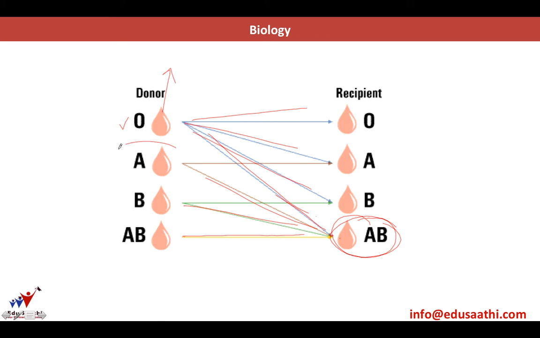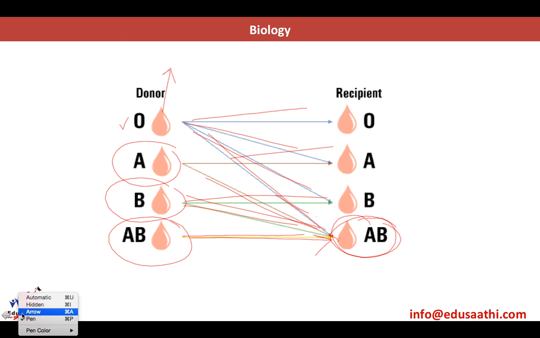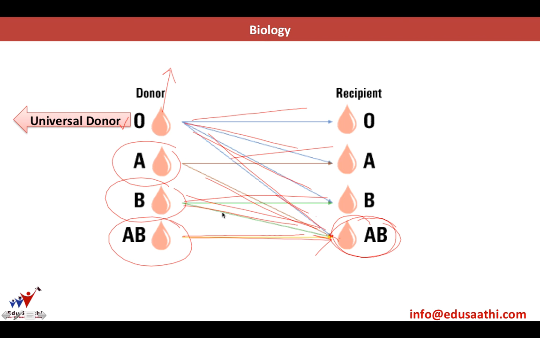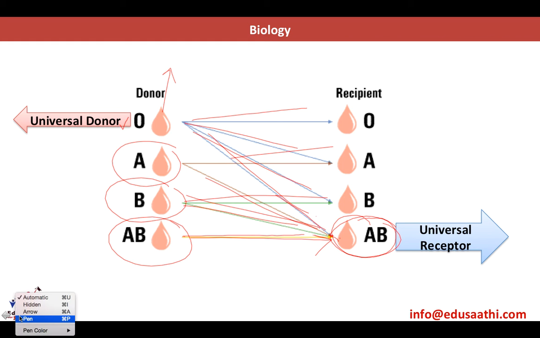So if I talk about A only, A can give the blood to A or AB. B can give the blood to B or AB. If I talk about AB, AB can give blood only to AB. It will not be able to give blood to any other type. I hope there's no confusion now. So O is the universal donor, coming back again, and AB is the universal receptor that we have.